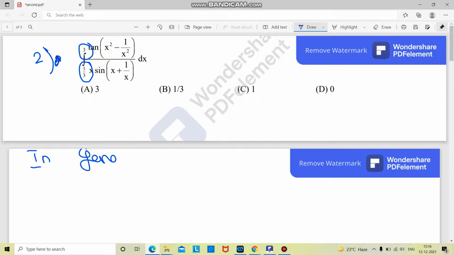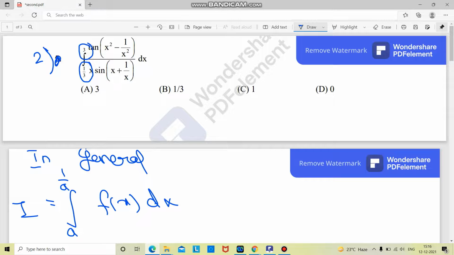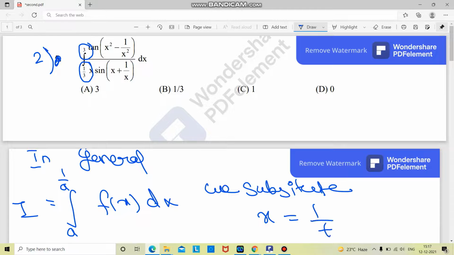In general, integral from a to 1 by a of f(x) dx. This is right. We substitute x is equal to 1 by t to solve it. And with the help of this example, we will see how we substitute x is equal to 1 by t and how it helps to solve this question. Let's start.